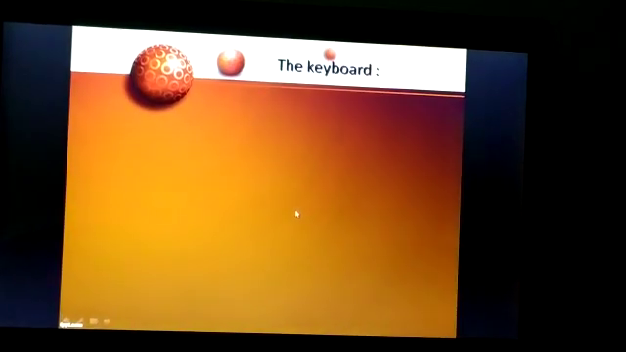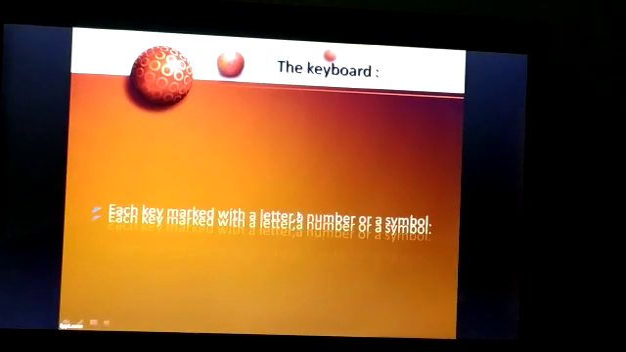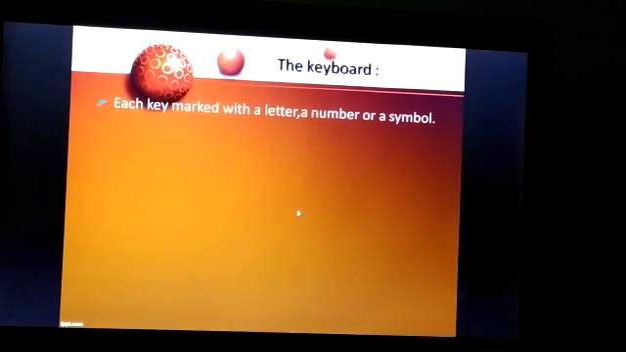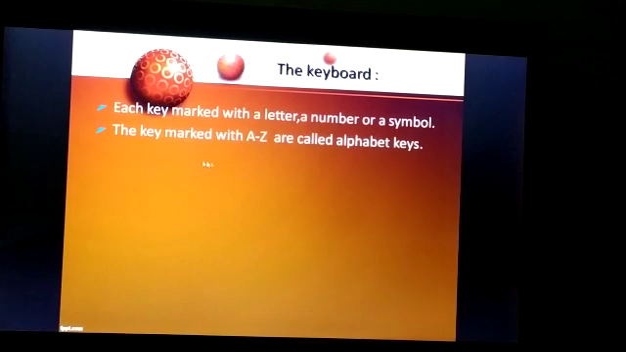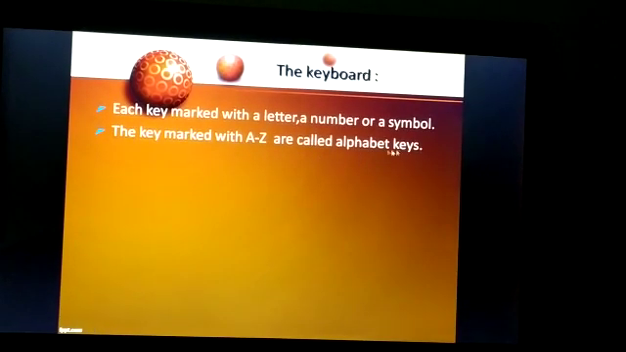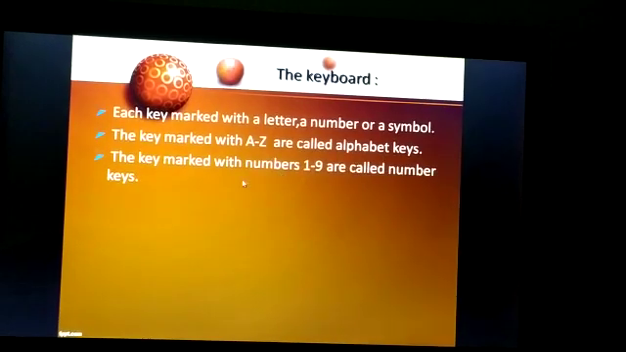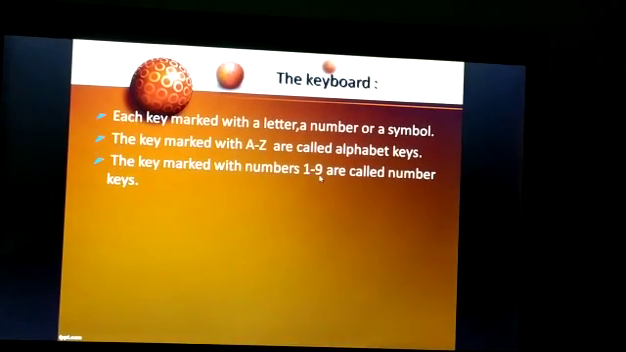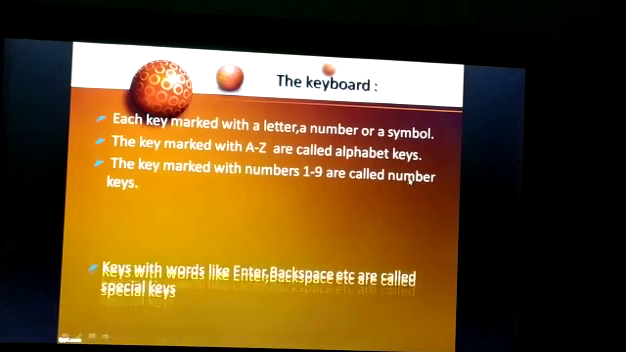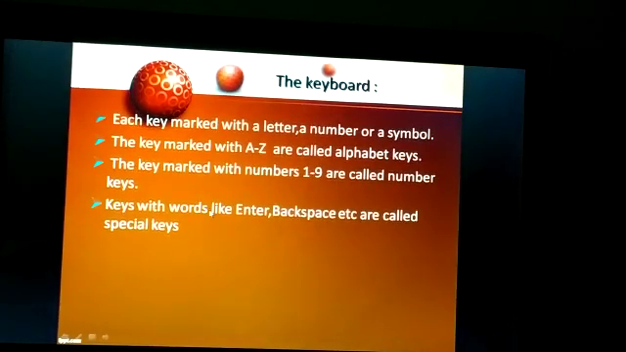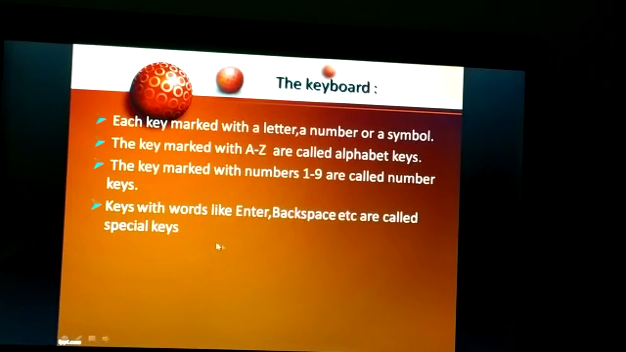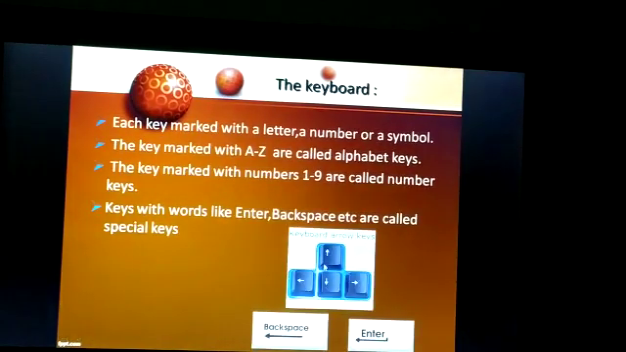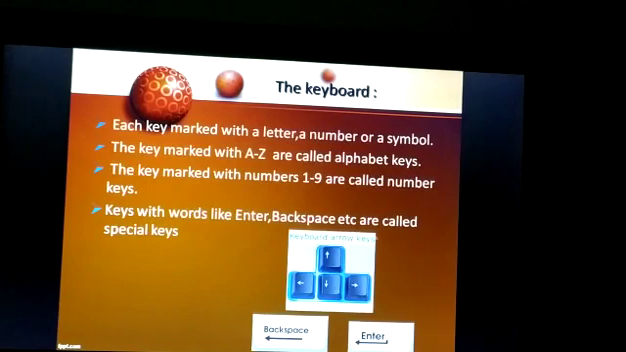Second part is the keyboard. Each key is marked with a letter, a number or a symbol. The keys marked with A to Z are called alphabet keys. The keys marked with numbers 1 to 9 are called number keys. Keys with words like enter, backspace, etc. are called special keys. These are the arrow keys.